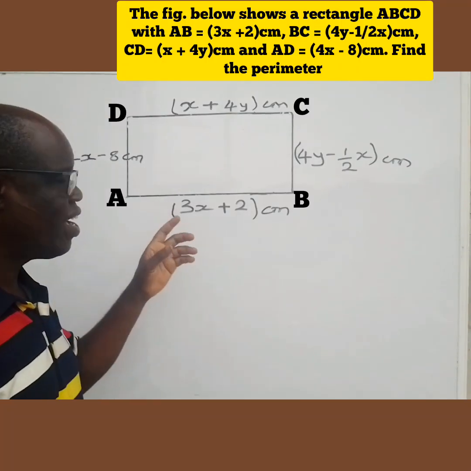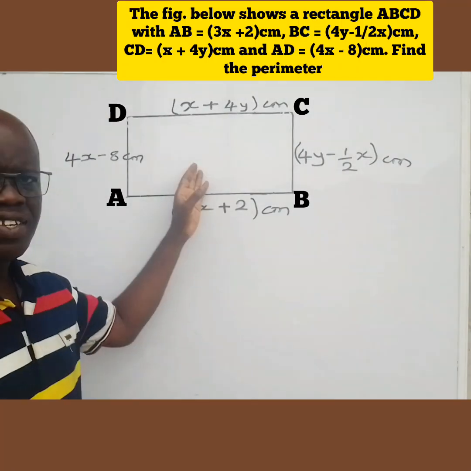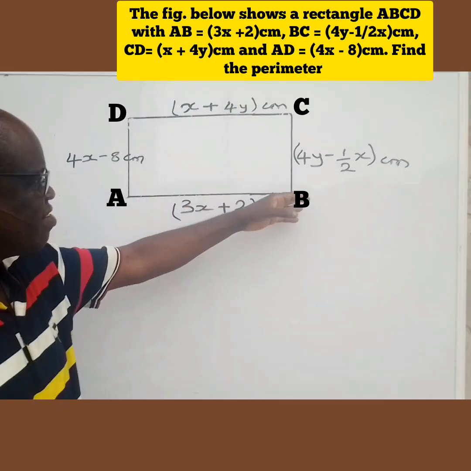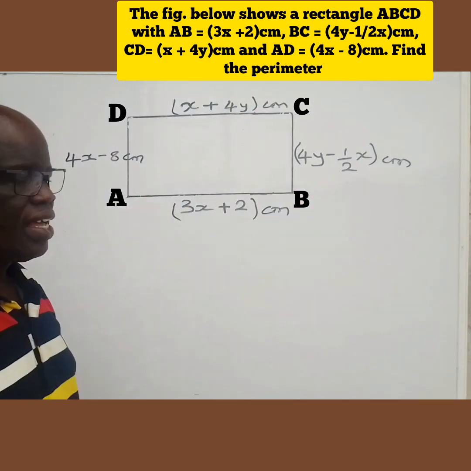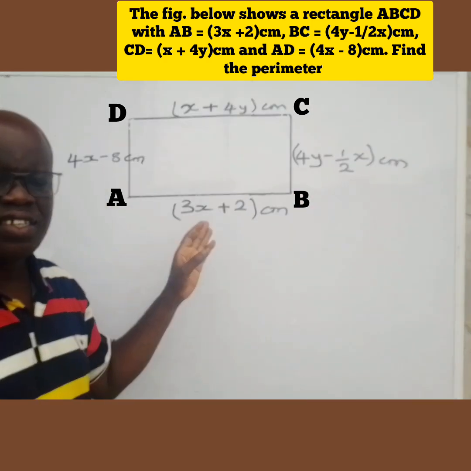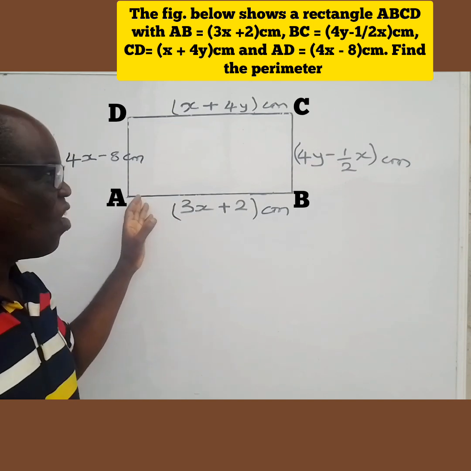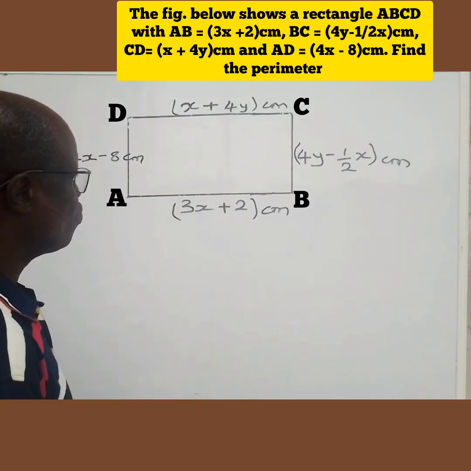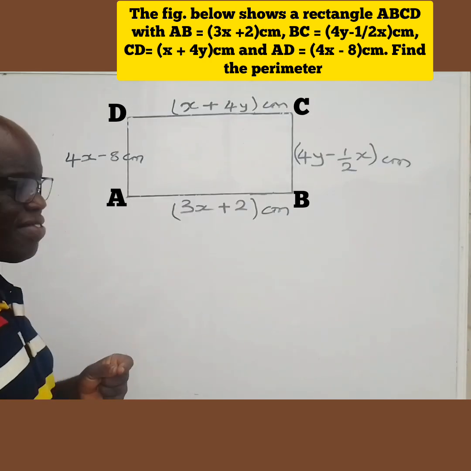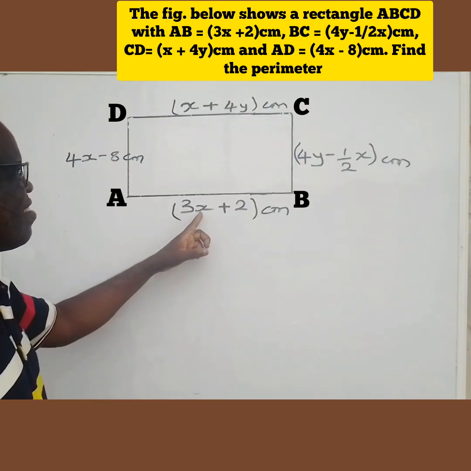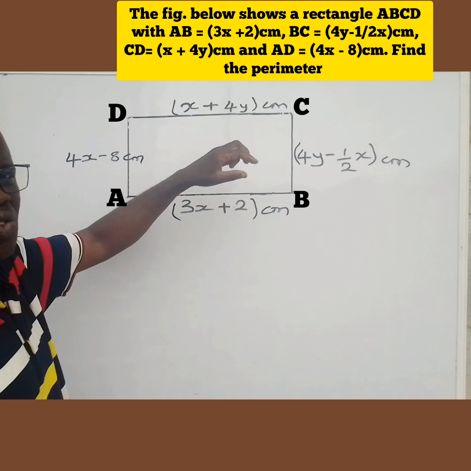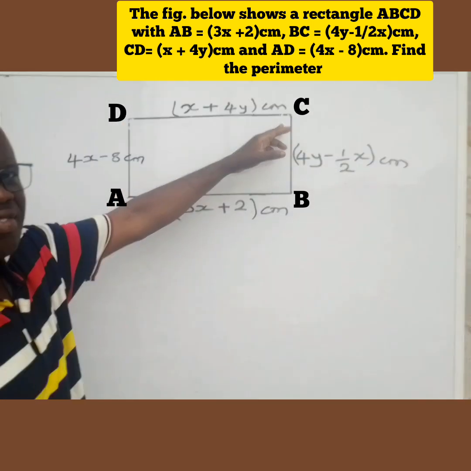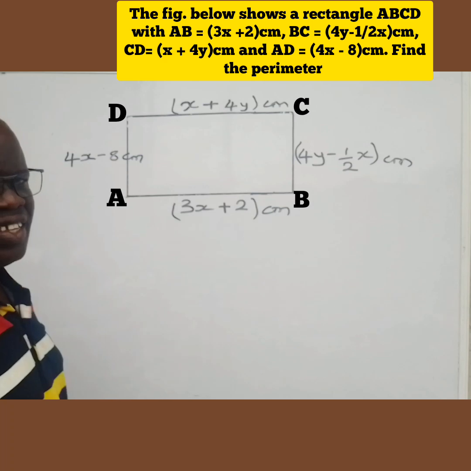The question we have here is summarized by this diagram with all these parameters. The question says that we should find the perimeter of this rectangle. To do that, it is necessary for us to find the value of x and the value of y, and do the substitution where necessary so that we can know the actual length and the actual breadth.